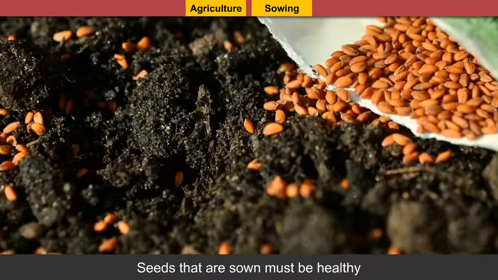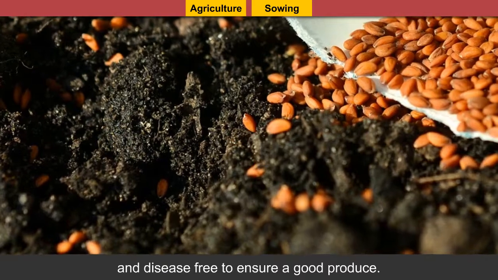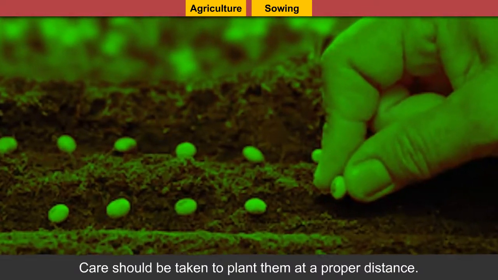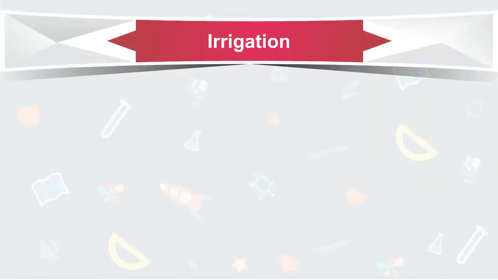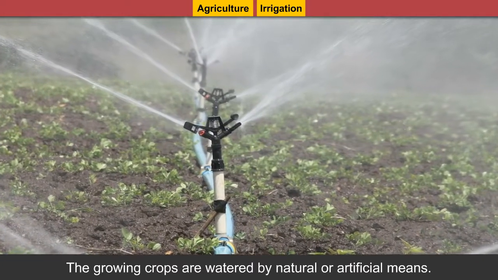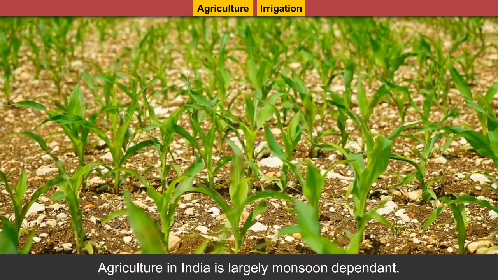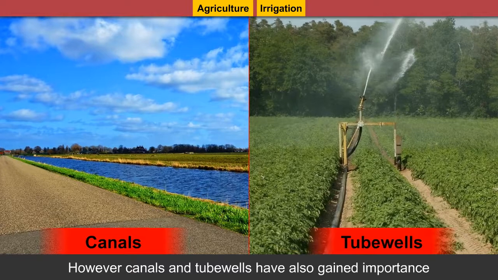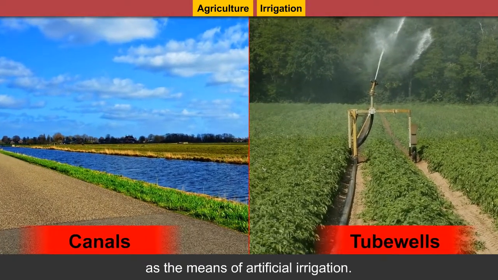Sowing. Seeds that are sown must be healthy and disease-free to ensure a good produce. Care should be taken to plant them at a proper distance. Irrigation. The growing crops are watered by natural or artificial means. Agriculture in India is largely monsoon dependent. However, canals and tube wells have also gained importance as the means of artificial irrigation.